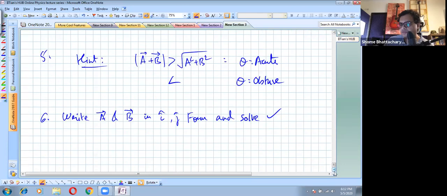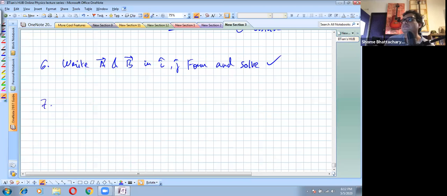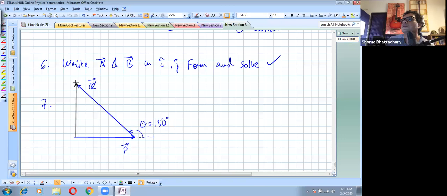Okay. Seventh question. Now, the seventh question is something like this: you have to find the ratio of the magnitudes of P and Q, and the angle between them is 150 degrees. So that means the vectors are actually like this. If this is the vector P, then the vector Q in a sum form triangle would have to look something like this, where this angle is 150 degrees and the resultant of these two is actually perpendicular. So this angle is 90 degrees.